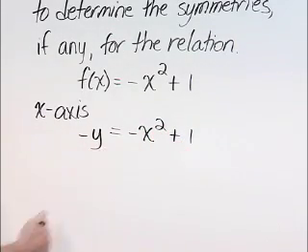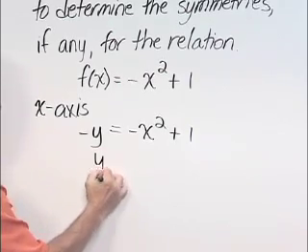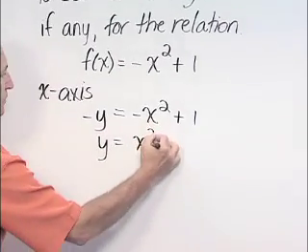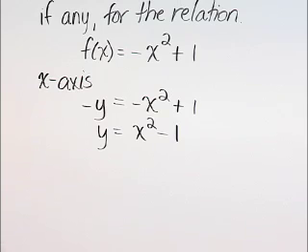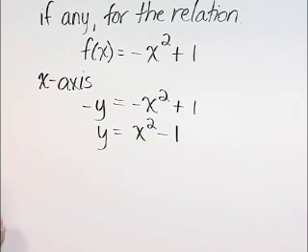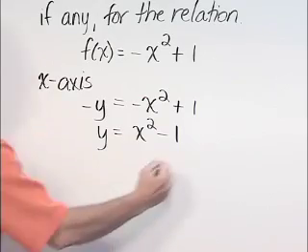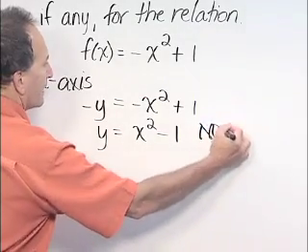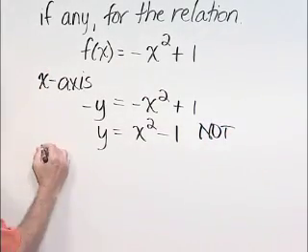Multiplying both sides by -1, we have y equals x squared minus 1. And therefore, that is not equivalent to the original equation, and therefore it is not symmetric about the x-axis.